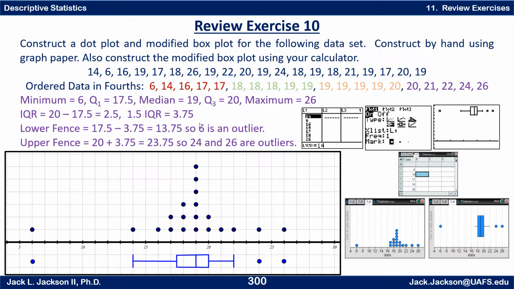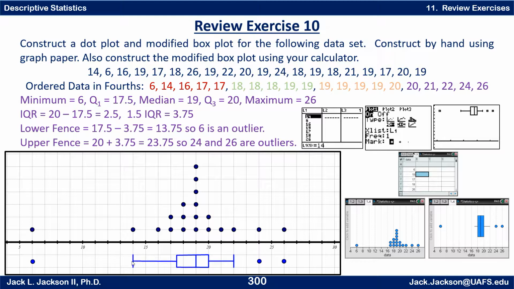So 6 is an outlier. But this 14 barely makes it above the fence, so it's okay. It's not an outlier. So where do you draw the whisker down to? To the lowest one that's not an outlier, which in this case is the 14.